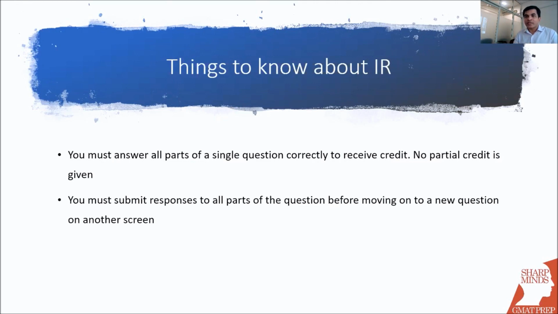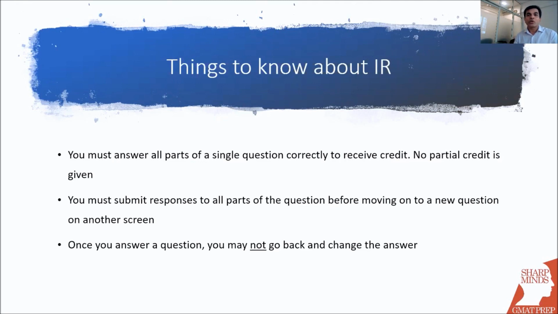Just as you have seen on the rest of the GMAT, you need to submit a question before you can proceed. You cannot move on to the next question on IR until and unless you have submitted the answer to the given question, which means marking the responses to all the sub-questions where there are sub-questions. And once again, as we are aware of on the rest of the GMAT, you cannot go back to a question. You can only move forward. And for a given set of information, you may get more than one question in the IR.